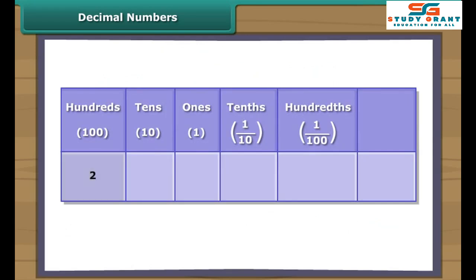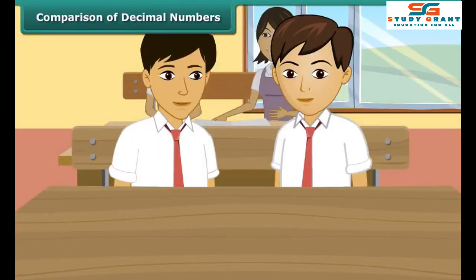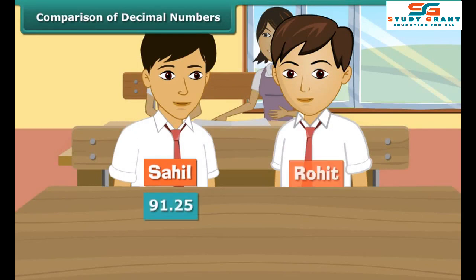Similarly, if we know the place values of each digit in a decimal number, we can write the number. Comparison of decimal numbers. Sahil scored 91.25% of marks in his final exams, while his friend Rohit scored 91.75%. Friends, can you find out who scored more among the two?